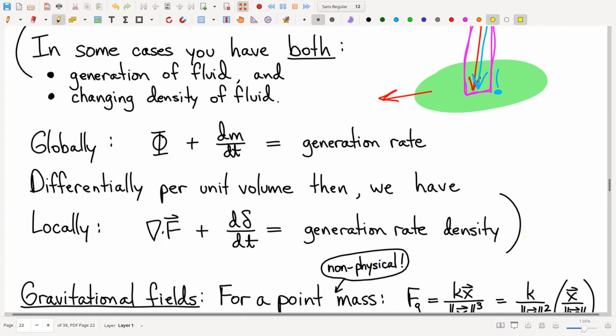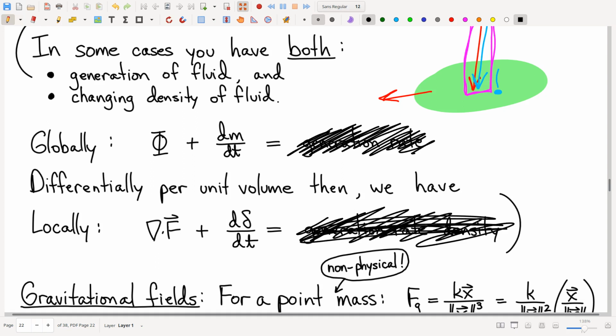If you know for sure that nothing's being generated, if there is zero generation, and you ask, what is my physical interpretation of flux? Well, flux is clearly going to be the negative of the rate of change of density. So divergence will represent the rate that local density is decreasing. Kind of like in the balloon example.